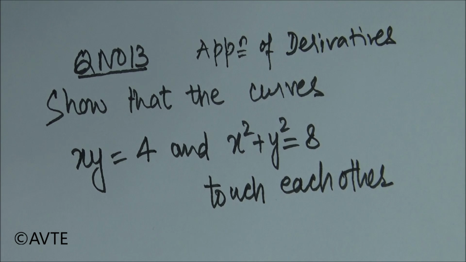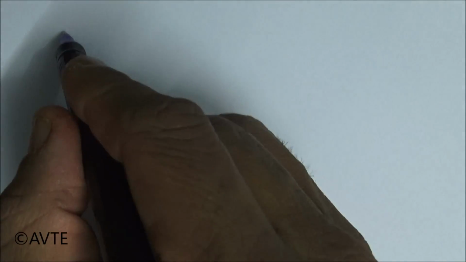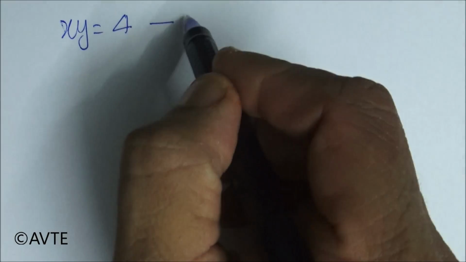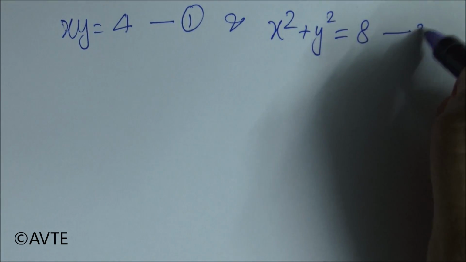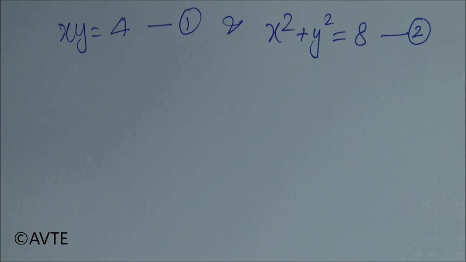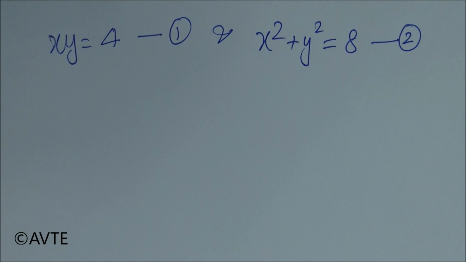So you can either pause the video and solve with this hint, or you can solve along with what we'll be doing. I'm calling xy equals 4 the first equation and x squared plus y squared equals 8 the second equation. Usually we either put x in terms of y, or we convert everything to x or to y.